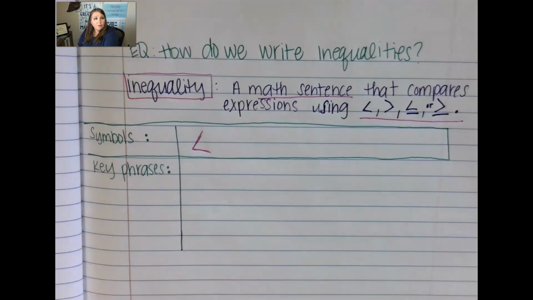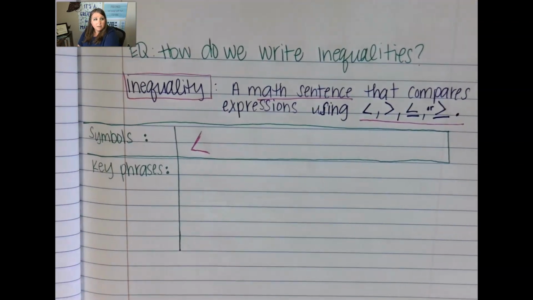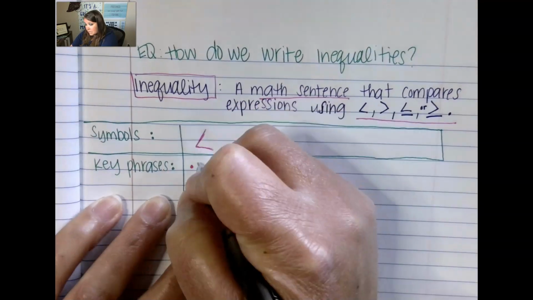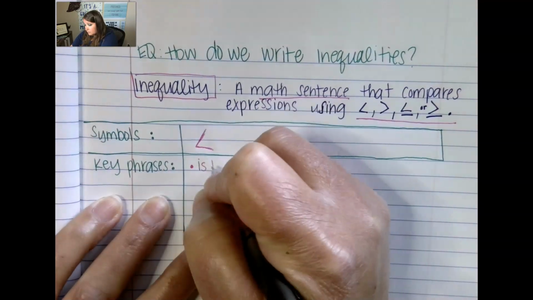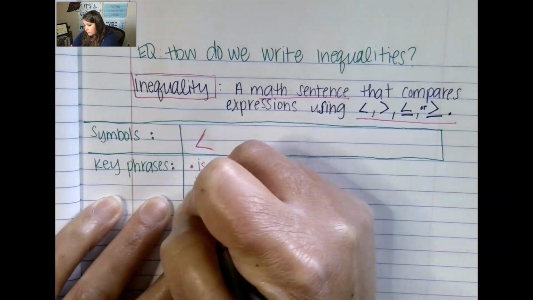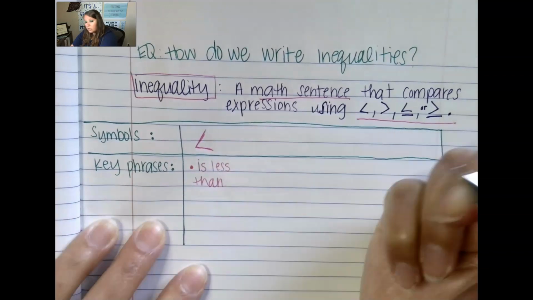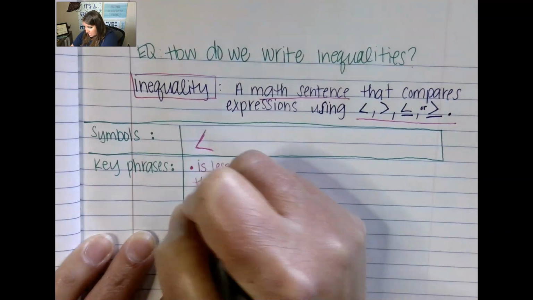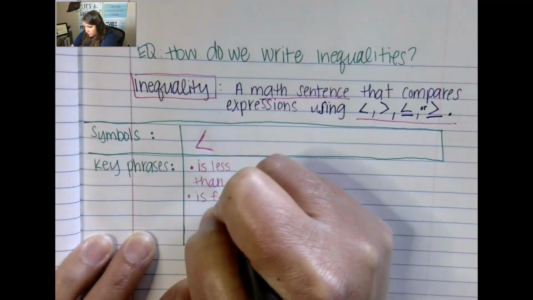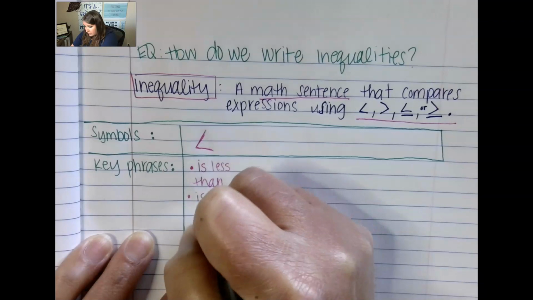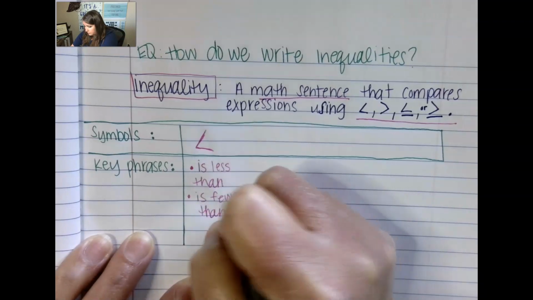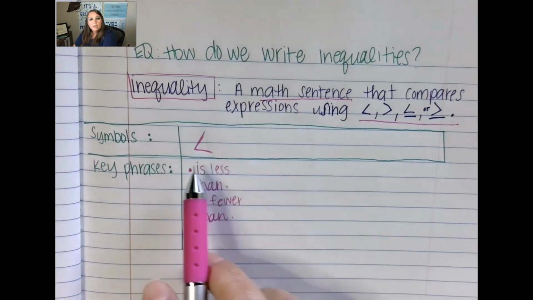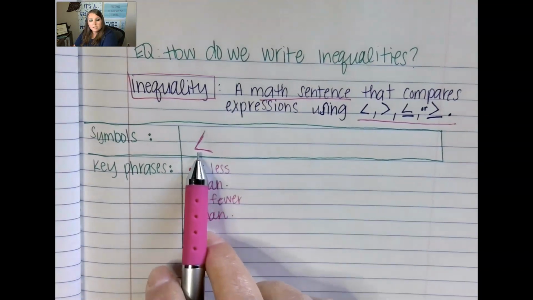So key phrases for the symbol less than. Clue words that you might see are is less than. That is a clue. Or is fewer than. So if you see either of these two phrases, you will be using this symbol.